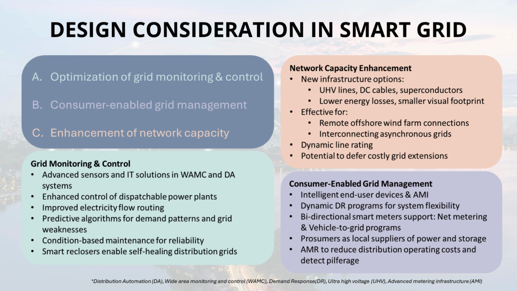It means deploying advanced sensors and IT solutions for things like wide area monitoring and control, WAMC, seeing the big picture across regions, and distribution automation, DA, controlling things down at the neighborhood level. Think sensors everywhere providing data. It includes enhanced control of dispatchable power plants so they can react faster. Improved electricity flow routing, using algorithms to send power the most efficient way and avoid bottlenecks.